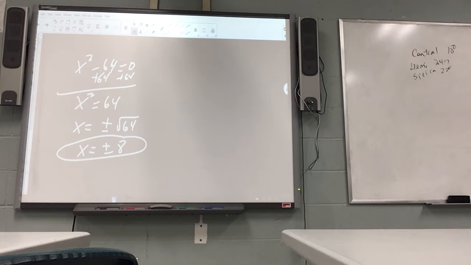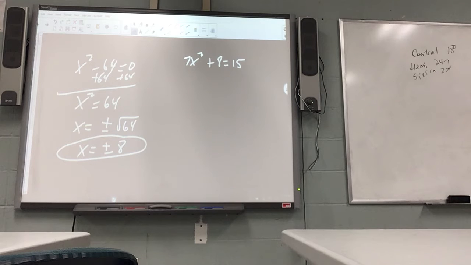So this makes it more of an algebraic approach. You solve that like you would a normal equation. You undid things, did opposite operations. Okay, how about 7x squared plus 8 equals 15?